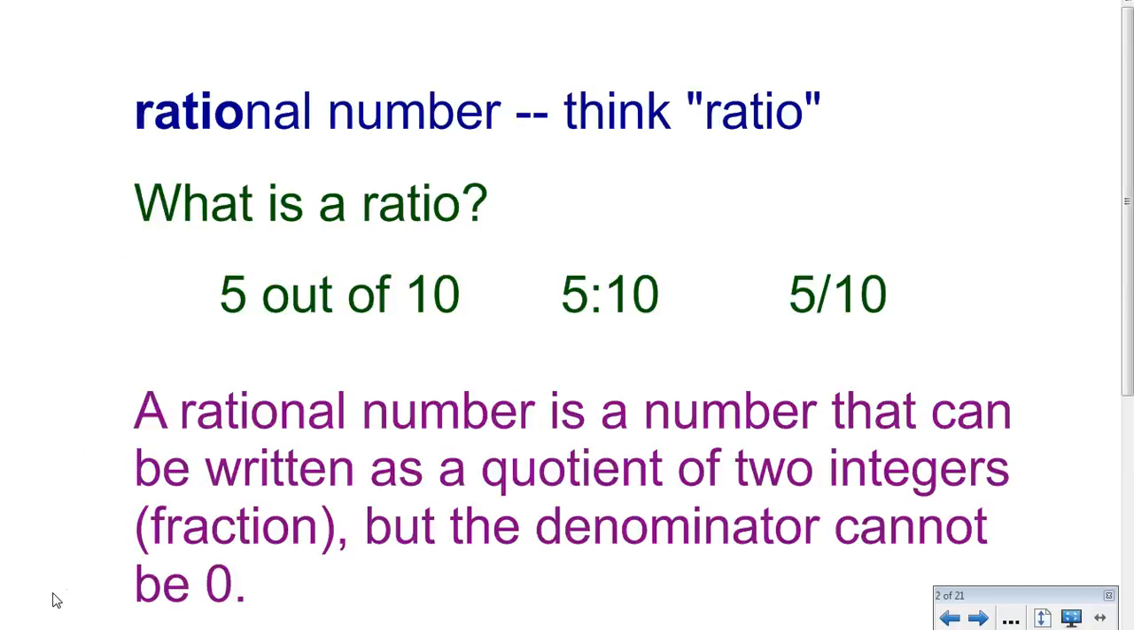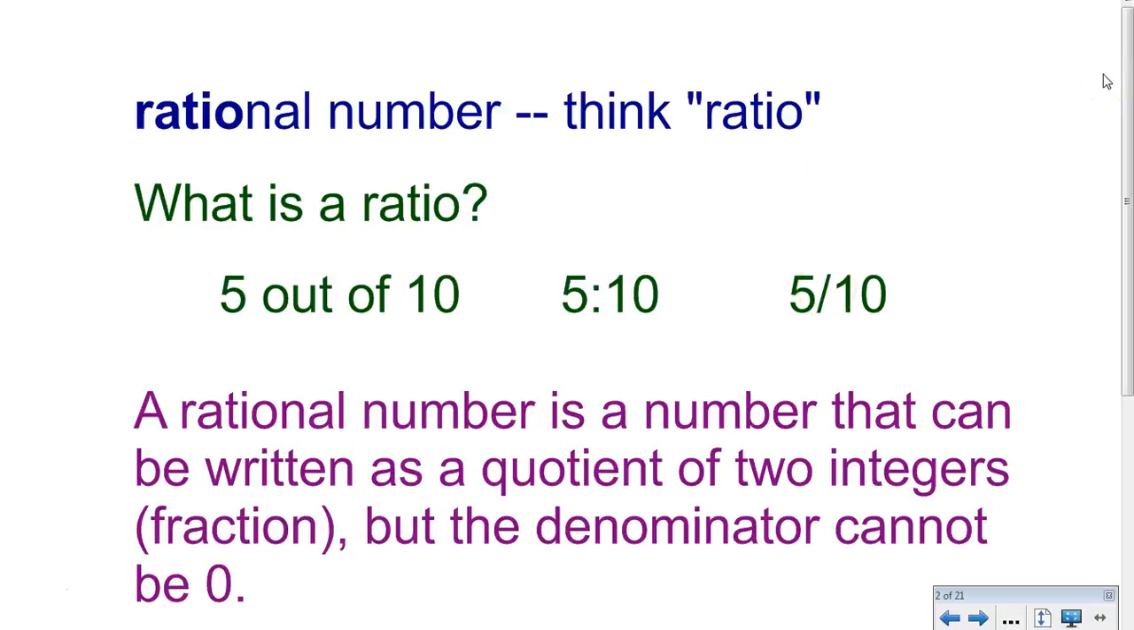When you think of a rational number, think of the word ratio. A ratio is a comparison of two numbers or two items. You would say something like 5 out of 10, as in 5 out of 10 students prefer pizza to hamburgers. You may also say 5 to 10, or the fraction 5/10.